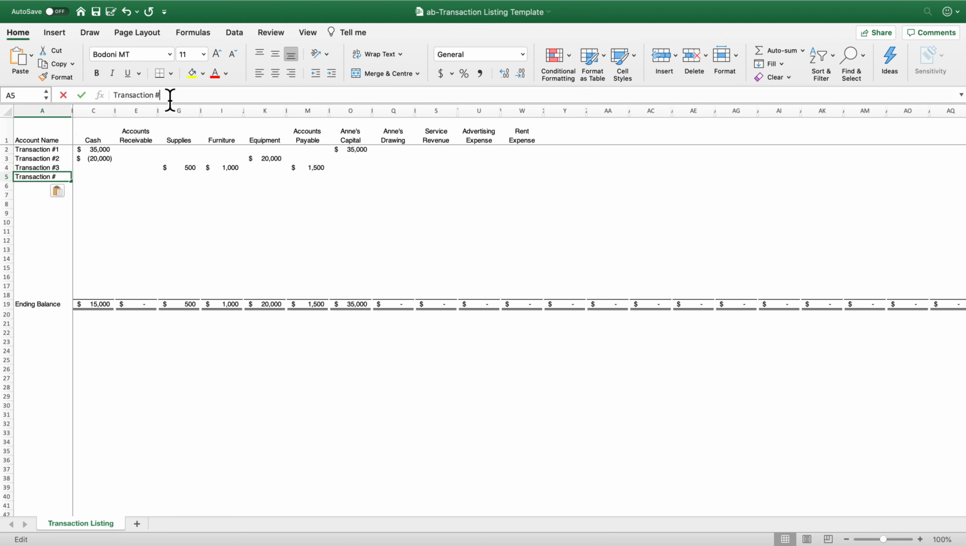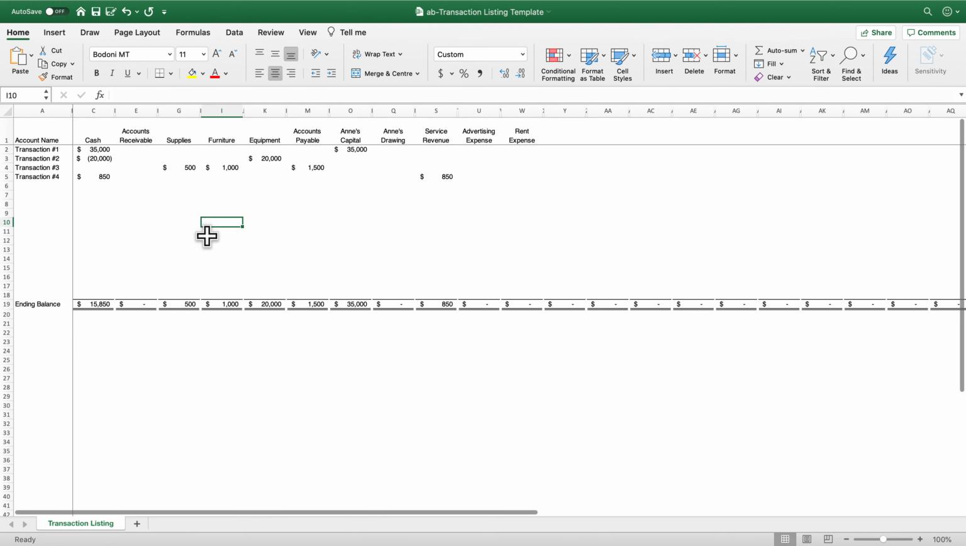Alright, transaction number 4. Anne opens up for business, and on her first day of opening up, she receives $850 in service revenue. So someone paid her $850 for the service that she provides. So $850 was paid to Anne's organization, and it was paid in cash. So we have an increase in cash of $850.